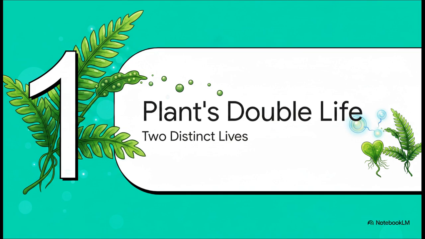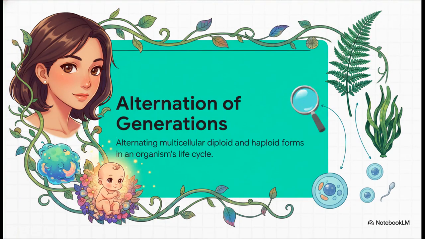Okay, Section 1, the plant's double life. Let's look at this hidden biological reality, which scientists call the alternation of generations. To put this in human terms, imagine if a human didn't give birth to a baby, but instead gave birth to a totally different, free-living, multicellular organism. And then, eventually, that secondary organism goes on to produce the actual human baby. Wild, right? But that is essentially what's happening with plants and algae.